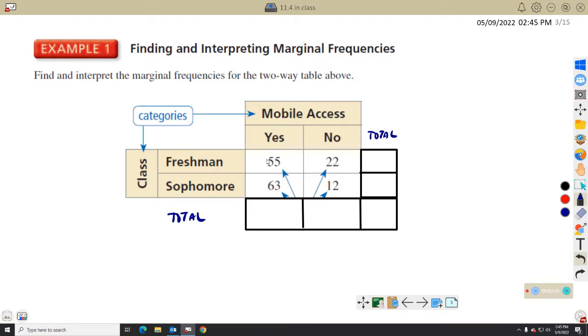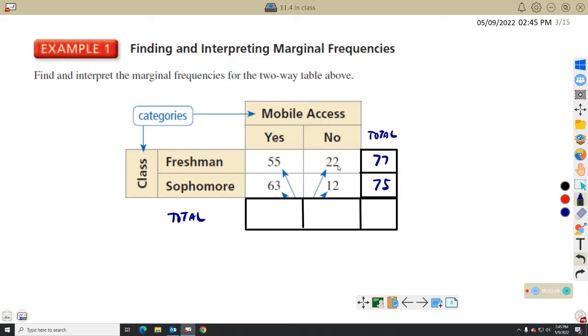Working across, 55 plus 22, 77 is the marginal frequency for freshmen. In other words, there were 77 freshmen who answered this poll. And for sophomores, we'll add them up: 63 and 12 would be 75, sorry, 3 plus 2 is 5, 75.